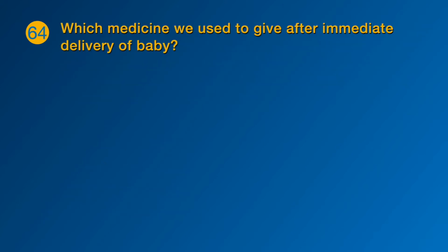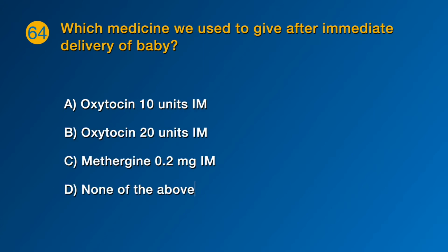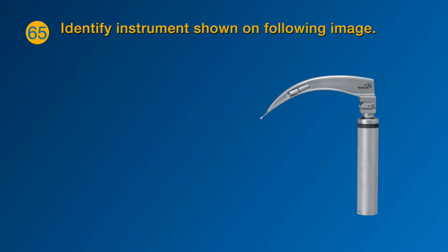Next question is, which medicine do we give after immediate delivery of the baby? Options are oxytocin 10 units IM, oxytocin 20 units IM, methergine 0.2 mg IM and none of the above. So answer is A, oxytocin 10 units IM. Oxytocin is given to a mother during or immediately after the birth, because it helps to reduce excessive bleeding after vaginal birth.